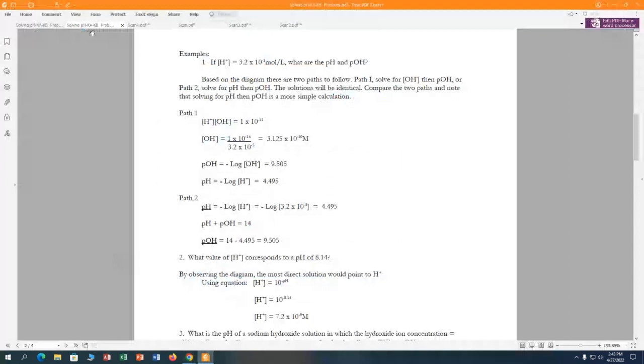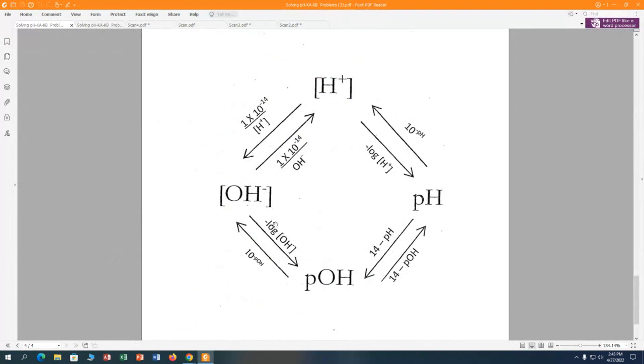Go back to this one. So what we want to do is go from H plus to OH minus, and we use that first part of the equation, 1 times 10 to the minus 14th divided by H plus, and then we calculate the pOH by getting the log of this value, and that's how we get that. Now, if we want to get the pH, we just go 14 minus pOH.